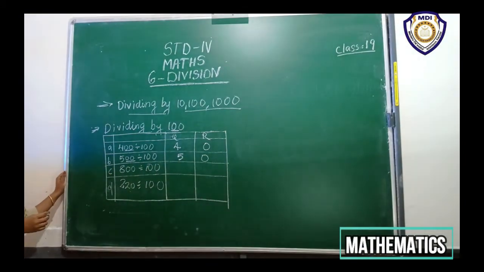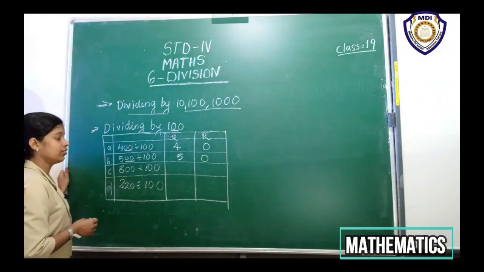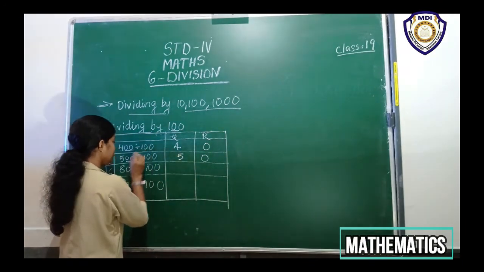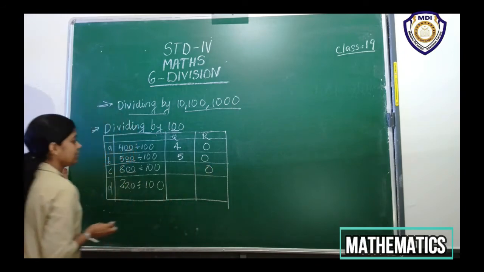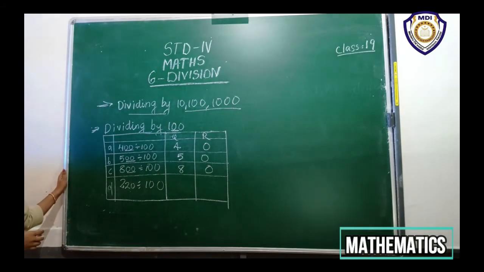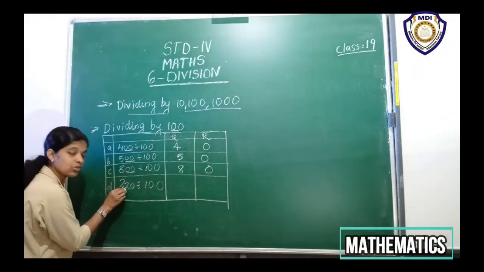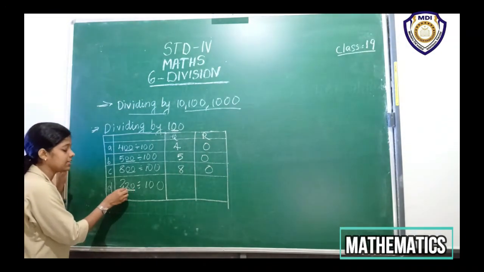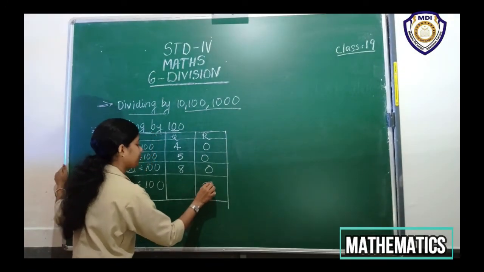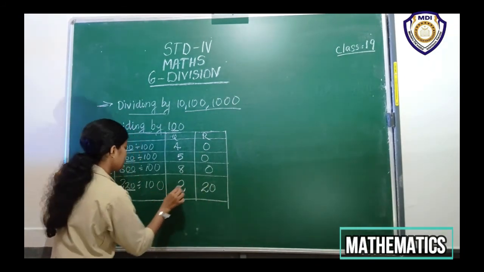Then 800 divided by 100. You get the answer? The remainder is 0, and 8 is the quotient. Then 220 divided by 100. The last two digits are the remainder, so write 20 here. The remaining number, 2, is the quotient.